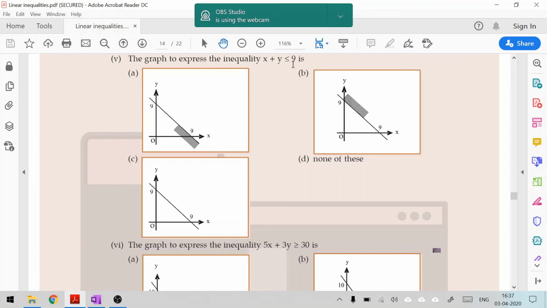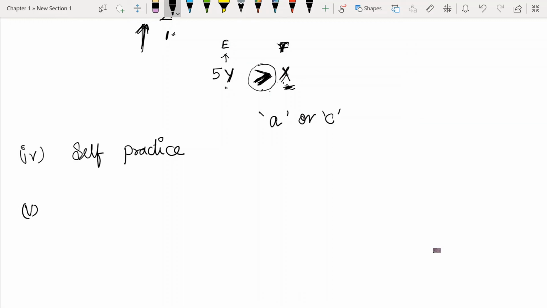Now let me dive a little deeper. When we have an equation like this, what does it really mean? Then we will come to these regions. Option D is not there. We look at these options. First understand part 5. They've given you x plus y is less than or equal to 9.